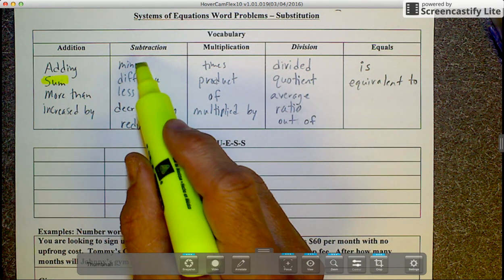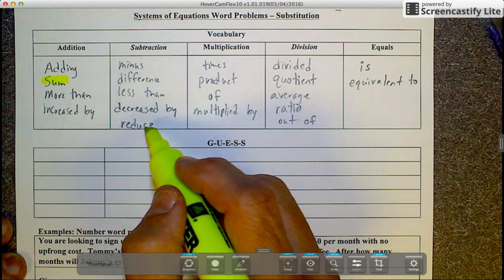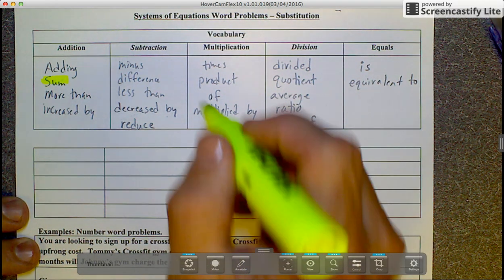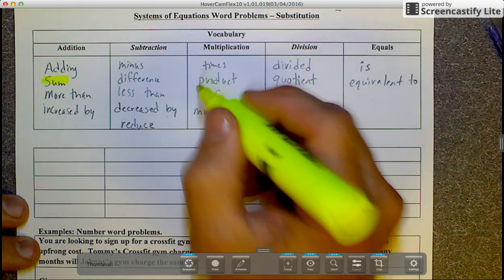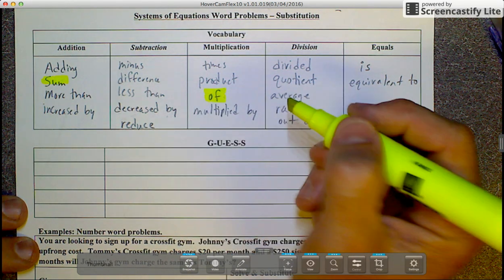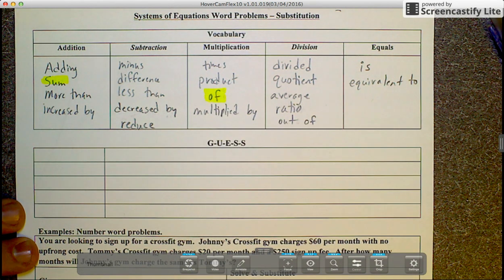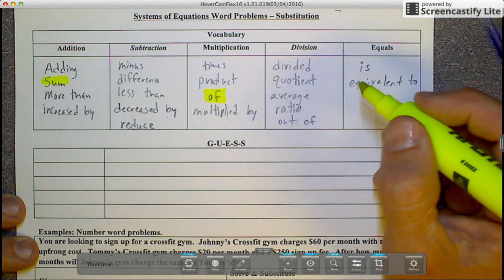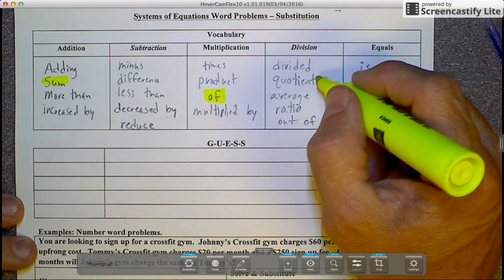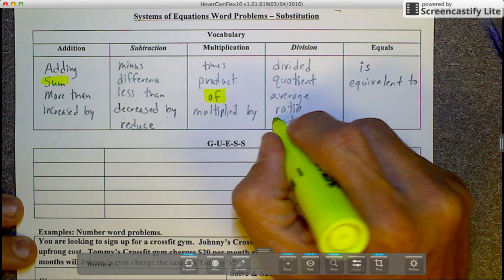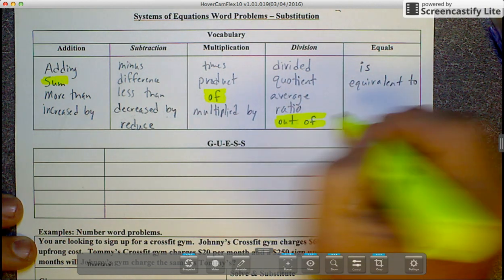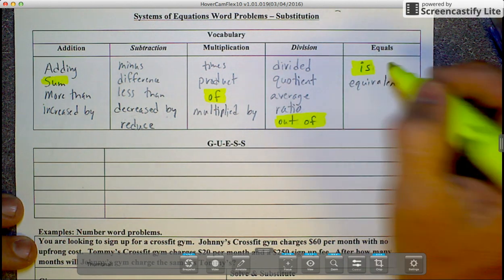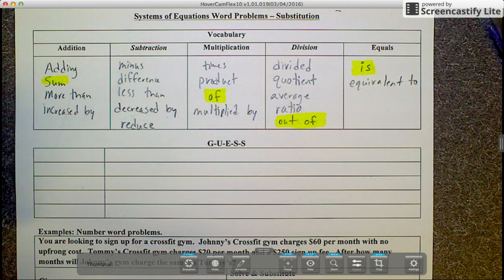For our subtraction, we have minus, difference, less than, decreased by, and reduced. For multiplication, it's times, product of. I'm going to highlight of because that's a tricky one that you're going to see a lot of the time. Whenever you see that, it typically means you are multiplying. For division, we have dividend, quotient, average, ratio, and out of. I'm going to highlight out of because you see that one a lot as well. And then for equals is the word is. You see that most of the time.